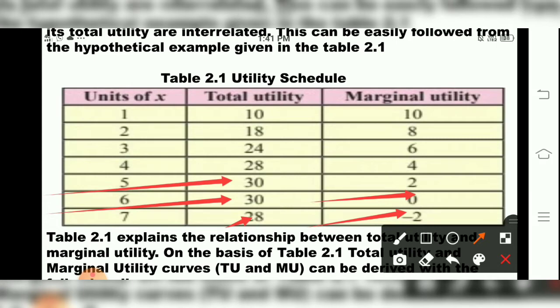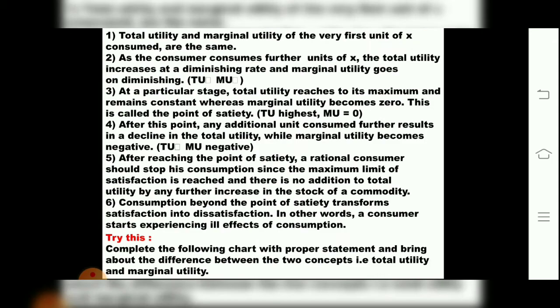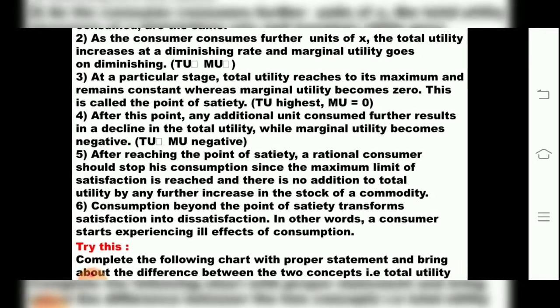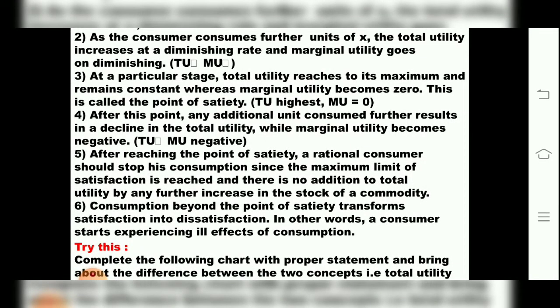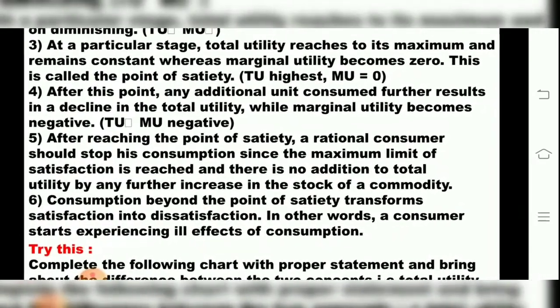So this is our fourth point relating to what we are studying, the relationship between total utility and marginal utility. I am repeating again: at a particular stage, total utility reaches its maximum and remains constant, whereas marginal utility will become 0. Then after the addition of one extra unit consumed, total utility will decline and marginal utility will become negative.